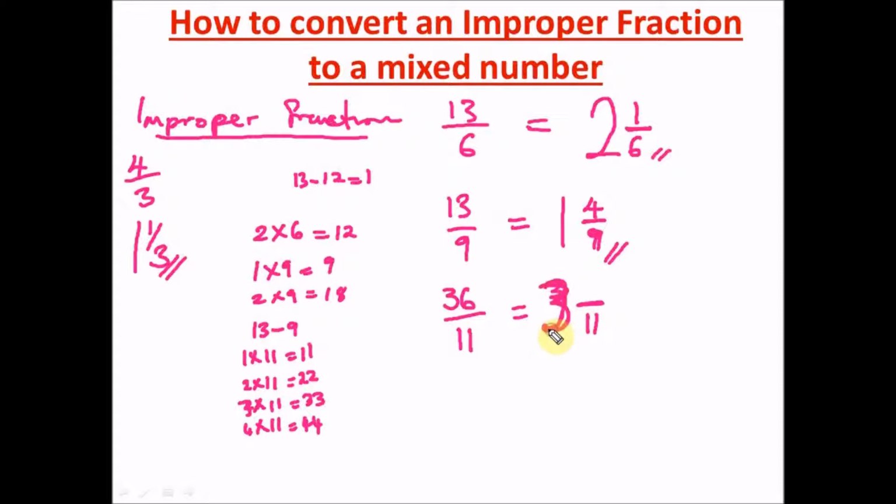So we have 3 as a whole number, which is an integer. Then what is the remaining? Removing 33 from 36, what do we have? That is 36 minus 33. We are going to be left with 3. So we have 3 whole number, 3 over 11. So we've converted this to a mixed number.